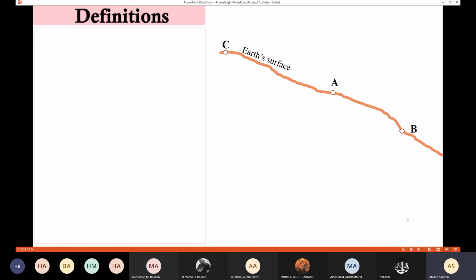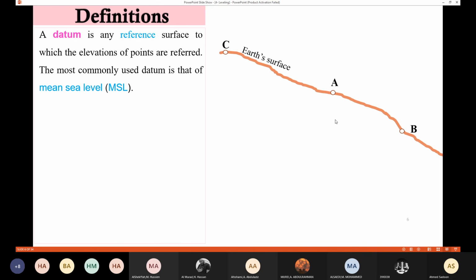Now we need to talk about very important definitions that we are going to use a lot in order to understand the leveling. Okay, so here assume I have points A, B, C. Those are points located on the surface of Earth.